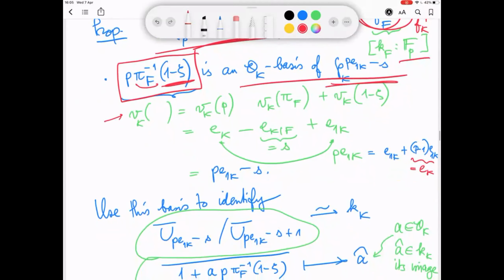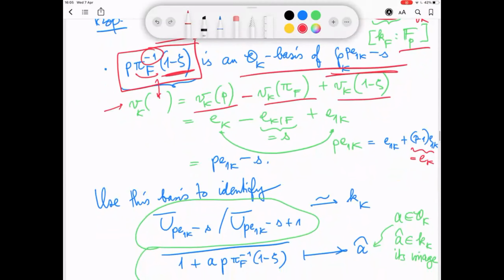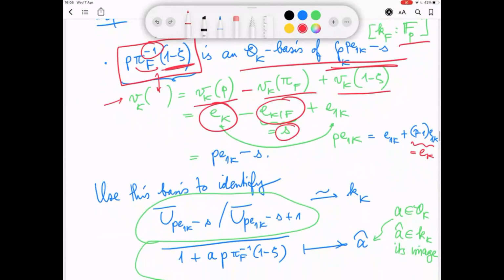Because if I compute the valuation of this thing here, it is the valuation of P, minus, as we know, the valuation of pi f, because there's an inverse here, and plus the valuation of 1 minus zeta. So the valuation of P is, of course, Ek by definition. And the valuation of pi f is the relative ramification index, which we have been calling S. And the valuation of 1 minus zeta is precisely E1k, right?